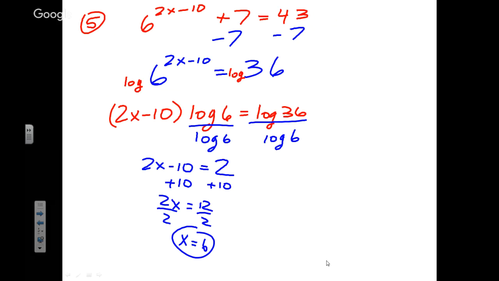Okay. So get the thing that has an exponent by itself, log both sides, and the weird thing about when you log both sides, as soon as you log it, your next step is to get rid of the logs.